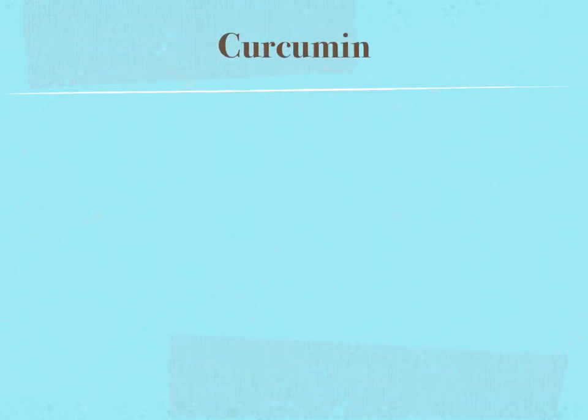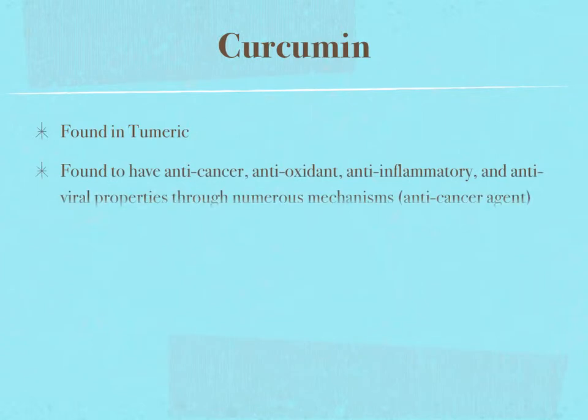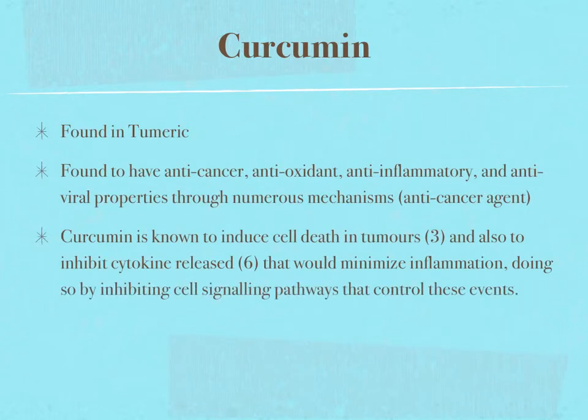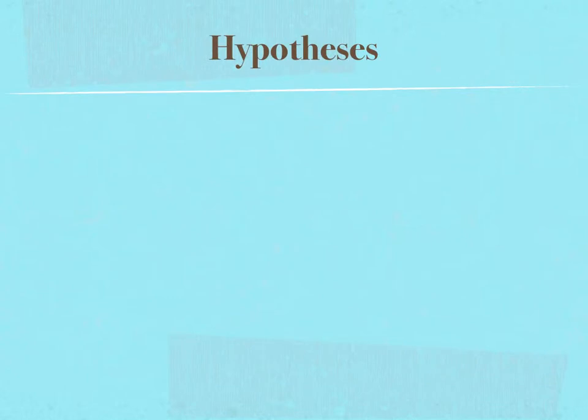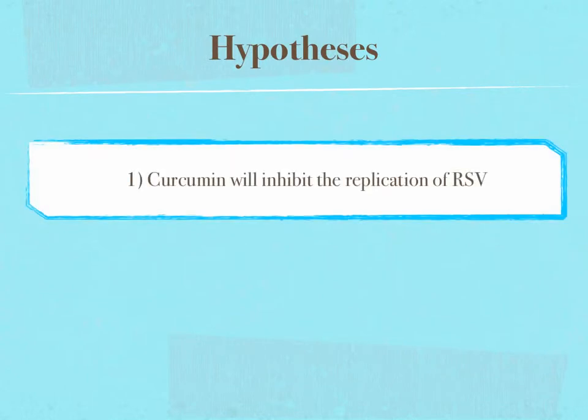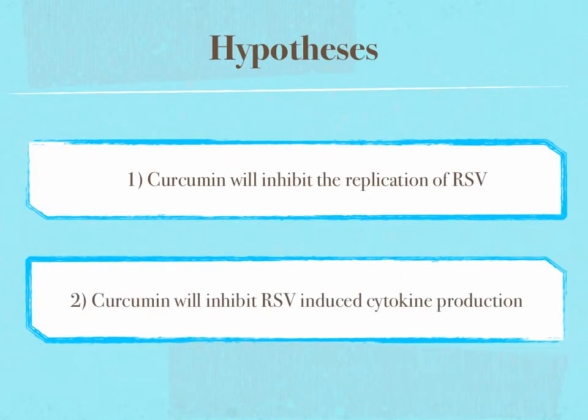I looked at the potential effects of curcumin on RSV replication and RSV-induced cytokine production, as curcumin has been shown to be anti-inflammatory and antiviral, having been found to reduce viral replication in influenza, coxsackie, and adenovirus. My hypotheses were firstly that curcumin would inhibit RSV replication, and secondly that curcumin will reduce RSV-induced cytokine production.